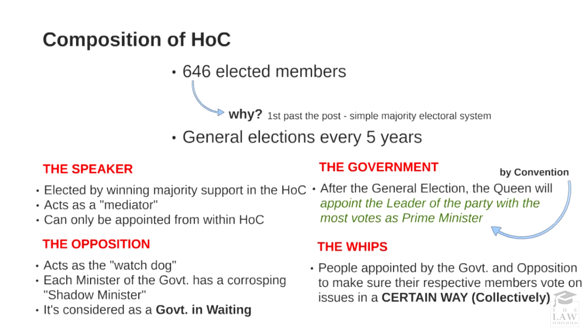Now, an interesting actor within the parliamentary structure, specifically that of the House of Commons, is the whip. Quite simply, a whip is a person who is appointed by either the government or the opposition to make sure that their respective members vote on issues in a certain way, as in collectively. So the opposition and the government both have their own respective whips.